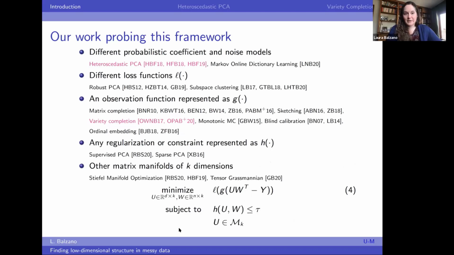Okay, so my group has done a lot of work, you could say, probing this framework, thinking about all these different generalizations I mentioned on the previous page. These are a variety of different citations, and today I'm going to talk about two. The first is Heteroskedastic PCA, and what that is, is changing the additive noise model in probabilistic PCA that I showed before. And the second is something we call variety completion, where we generalize low-rank matrix completion to be in the context where we assume the data are part of a low-dimensional algebraic variety.